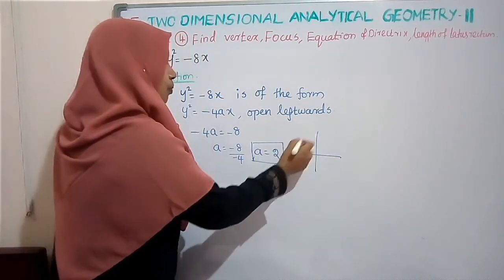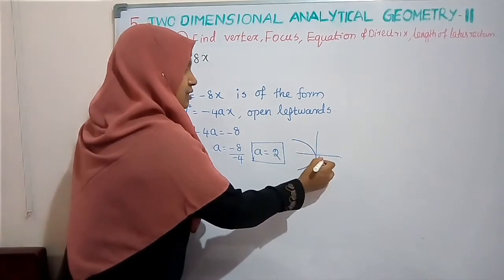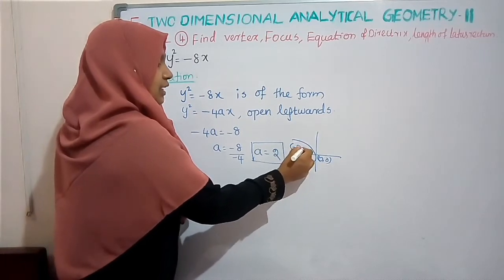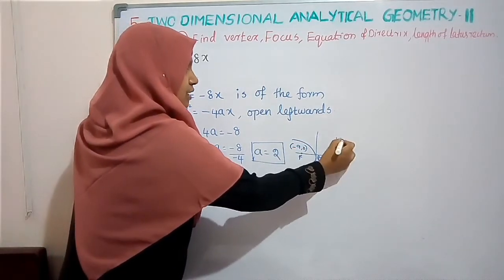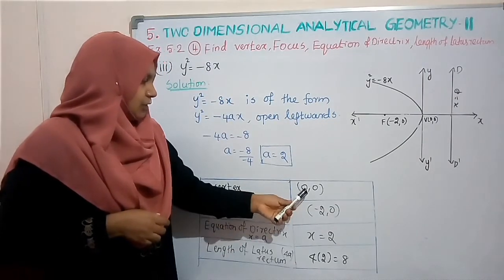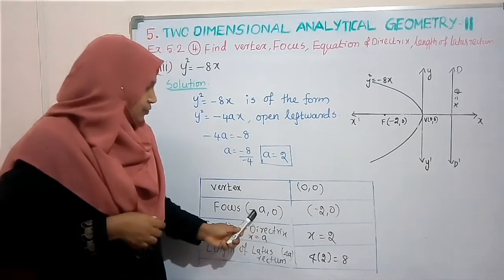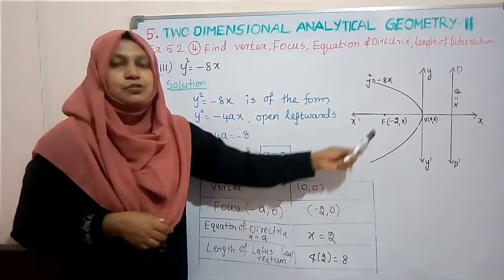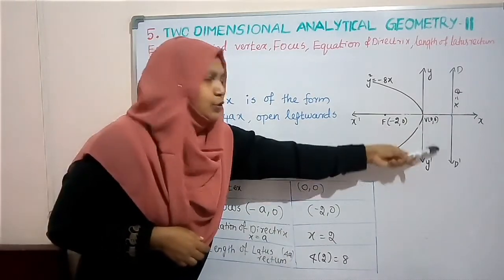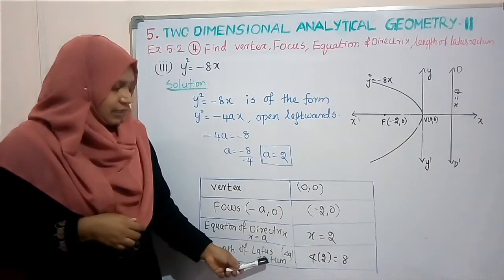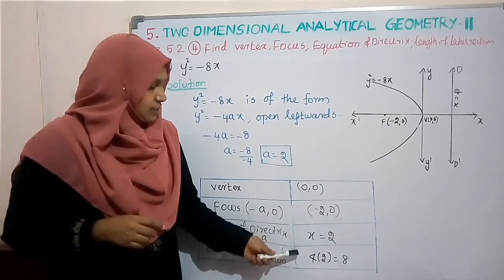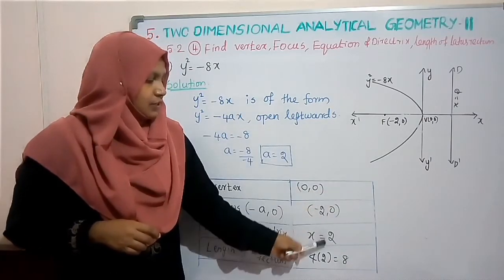See, if it is open leftwards, the vertex is as usual 0, 0. Focus is on the left side, it is minus a, 0, and directrix is x is equal to plus a. Now I marked my vertex 0, 0 on the diagram, and focus minus a, 0 is minus 2, 0, which is the left side of the x-axis, and directrix x is equal to 2, that is the right side of the x-axis, and latus rectum 4 into 2 is 8 units. So these are all we can mark on the diagram, the first three values.